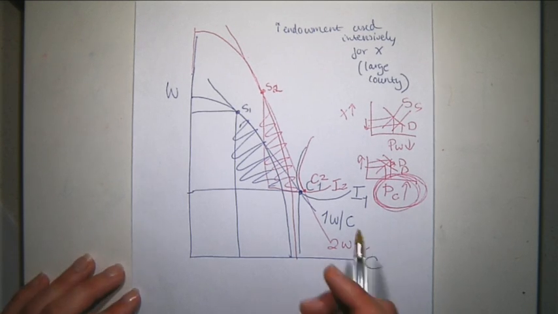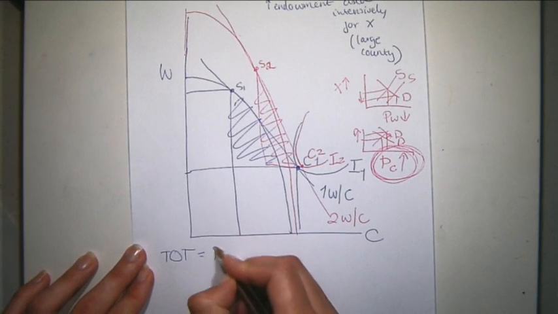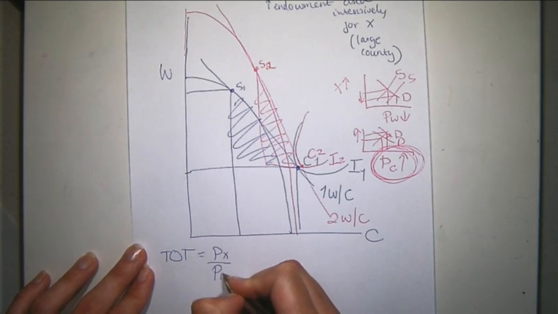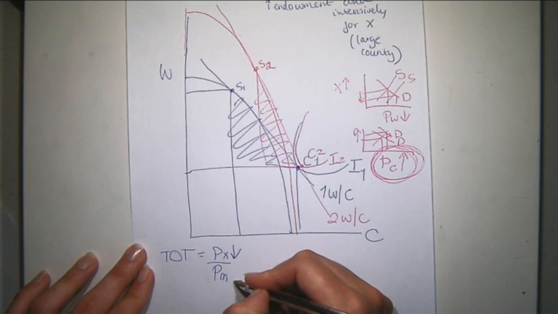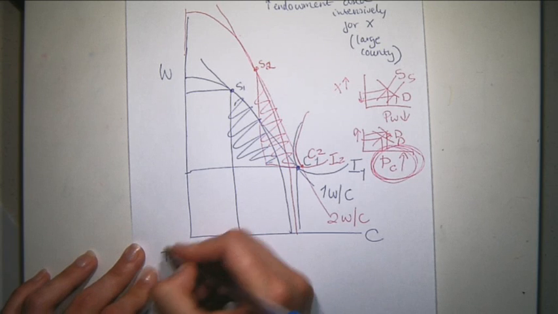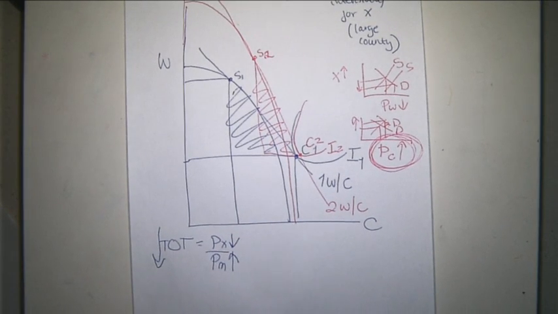Also, what we will notice is that the terms of trade are going to decrease. The terms of trade are the price of exports over the price of imports. Our export price is going down, the price of wheat. Our import price is going up. So in all, the terms of trade are going to go down. So we have seen how this growth in the direction of our exportable good is actually damaging the economy.